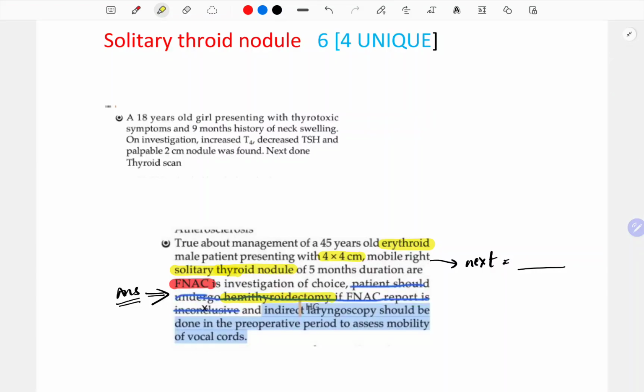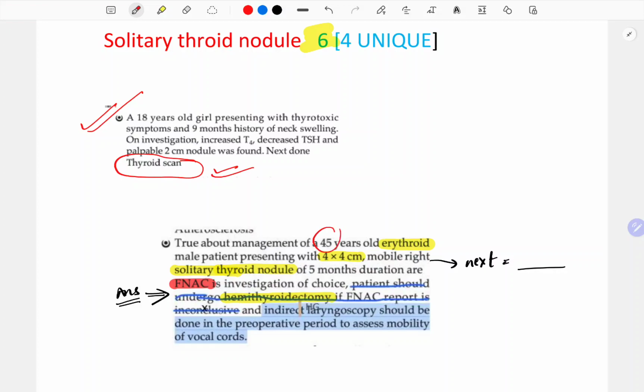Now another important topic, the solitary thyroid nodule. Six questions have been asked from this. See, this is the repeat question I showed you above. So here the answer would be thyroid scan, and this can be marked from the table I showed you above. Just mug up that table because it is very important, and I will show you how important that is.